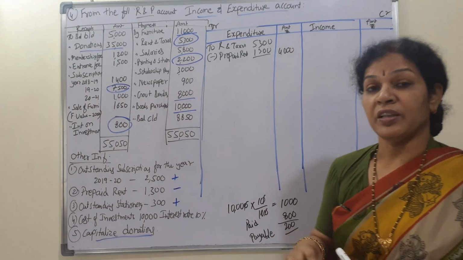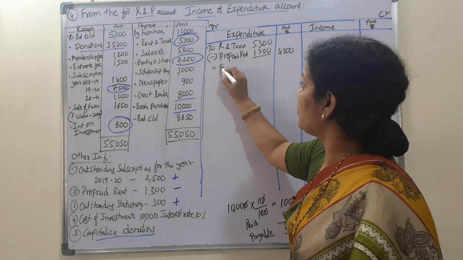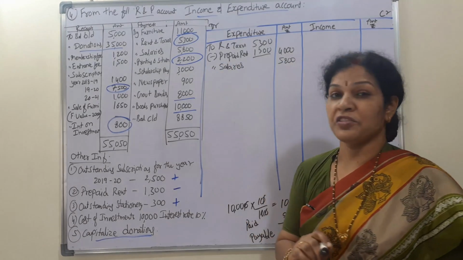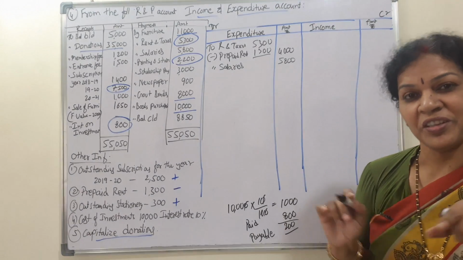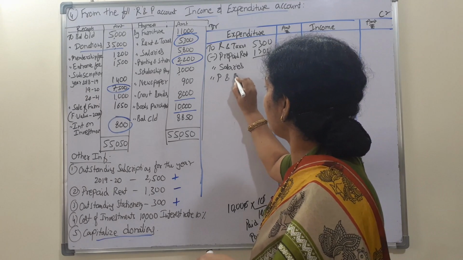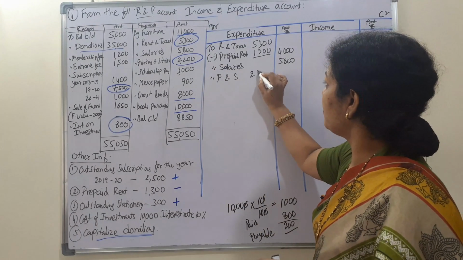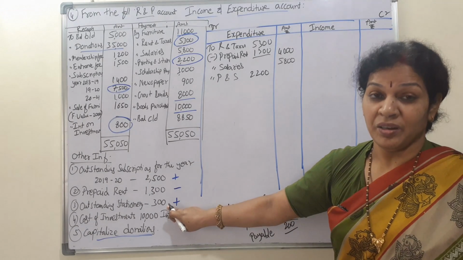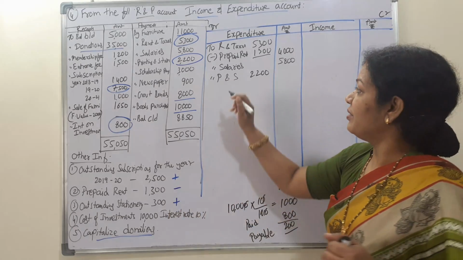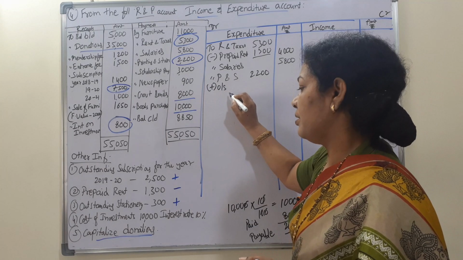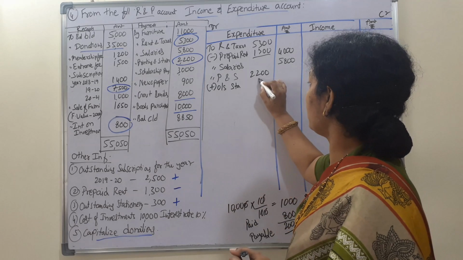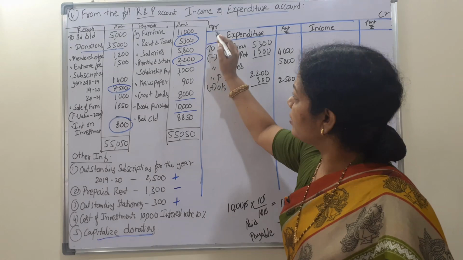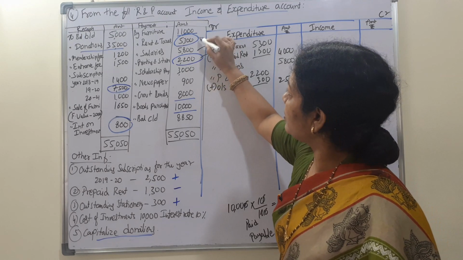Next, salaries. Salaries is an expense. We'll write it on the debit side. Salaries 5,800. Next, printing and stationery. Blue ink we have marked, it means there is an adjustment. So we'll write it in the inner column. P and S means printing and stationery 2,200. What is the adjustment? Outstanding stationery, payable. Outstanding, we have to pay. So add outstanding stationery. How much? 300. So 2,500. Over. Salaries are over. Printing is over. Rent and taxes is over.